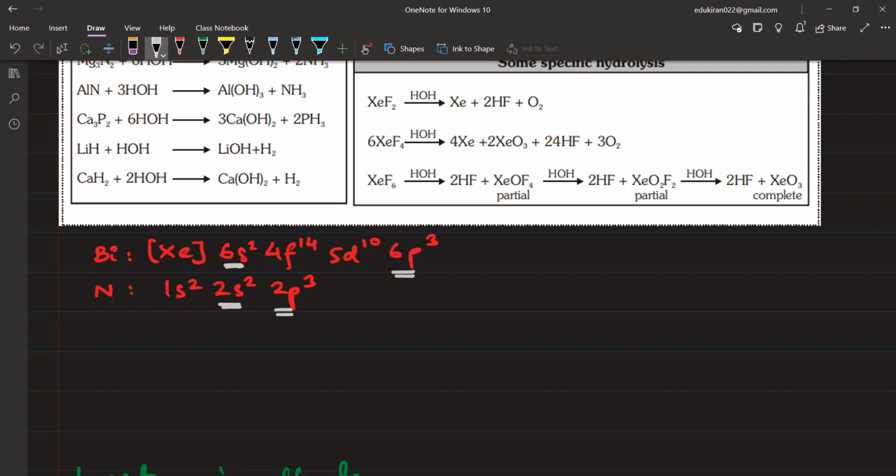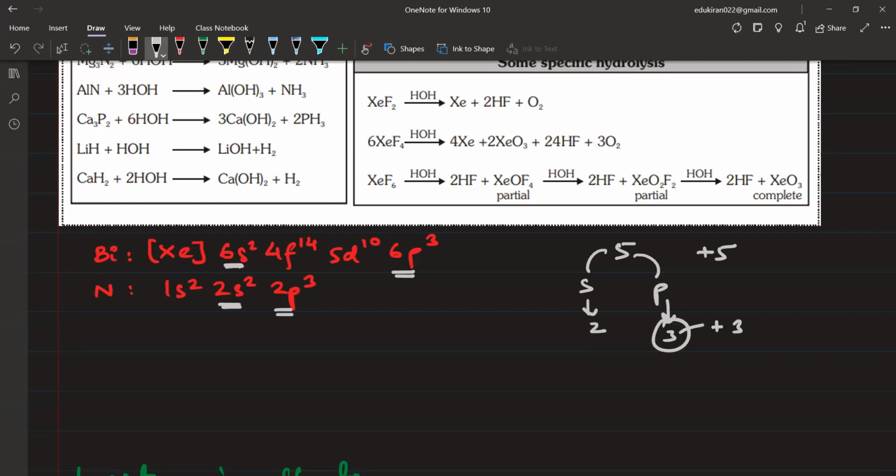Looking at the valence shell, we can say that it is having 5 electrons. Out of the 5, there are 2 electrons in the s subshell and there are 3 electrons in the p subshell. S has 2 and p has 3. And because of this, you can have 2 variable oxidation states. It can either show +5 or it can also show what? +3 oxidation state. Okay, +3 oxidation state.